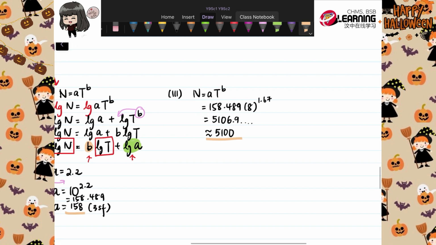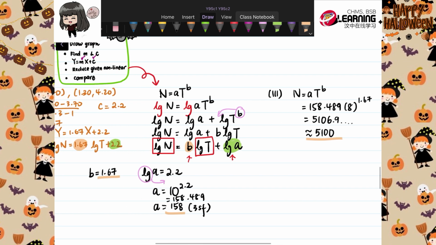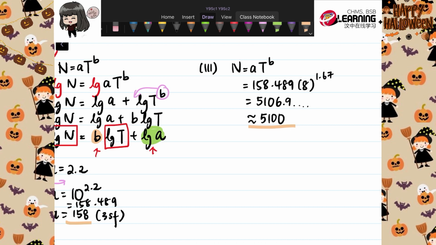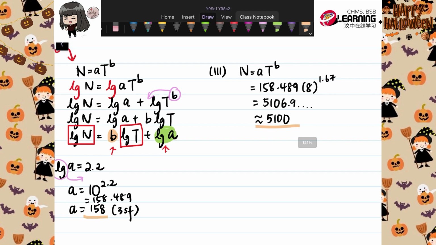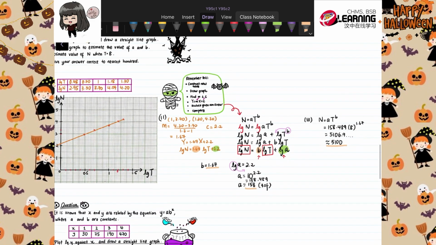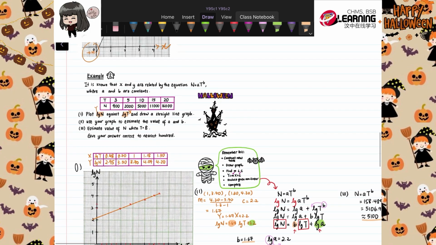So the answer for this is somewhere around 2,000 to 5,000. It is a big number because of the log, right? So the range of answers that we accept is somewhere around 2,000 to 5,000. Okay, it depends on your B and A if it's correct, and also your graph. Okay, so that's for example 2.